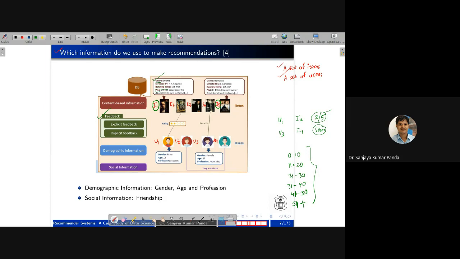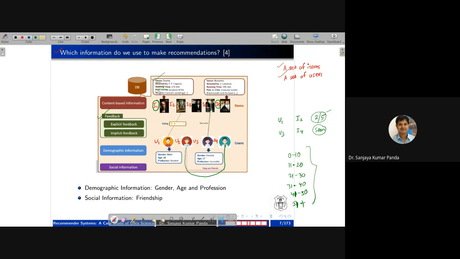At last, you can see social information is also very, very important. In social information, you should know how a user is connected to another user. Like here you can see user 2 is connected to user 4. So we can say user 2 and user 4 are friends of each other. Suppose U2 is not connected to U3, then you can say they are not friends of each other.